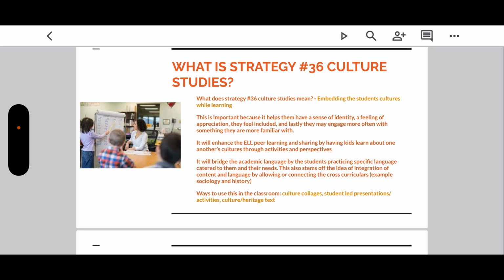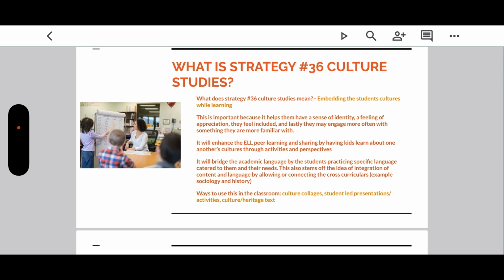So, they do feel more included. And lastly, they actually may engage more often with something that they're more familiar with. So, if they're put into an environment where they do feel shell shocked, they are less likely to actually want to engage. So if you set them up for success and you are making them feel included and you're showing them that their culture and their language is appreciated and valued, they will also want to engage more.